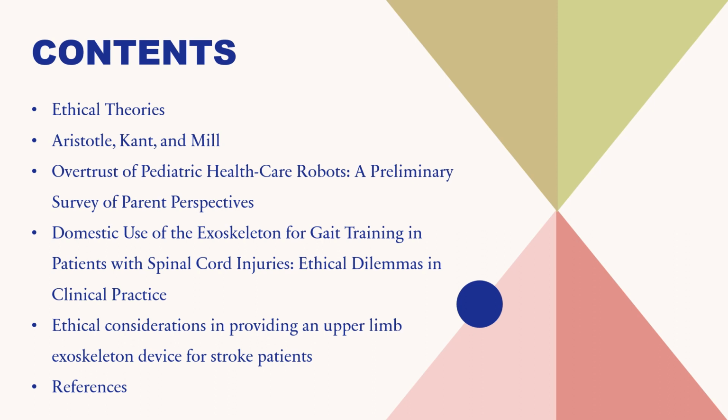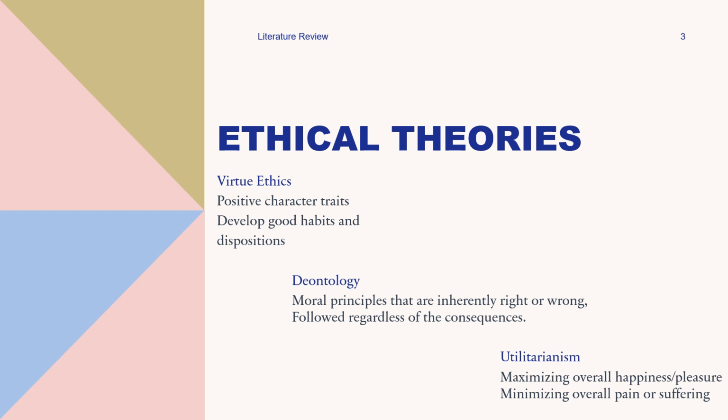The contents of this literature review include the main ethical theories of Aristotle, Kant, and Mill, as well as a few papers about the ethical concerns of robotic exoskeletons and their references. Let's have an overview of what types of ethical theories are present and who introduced them.